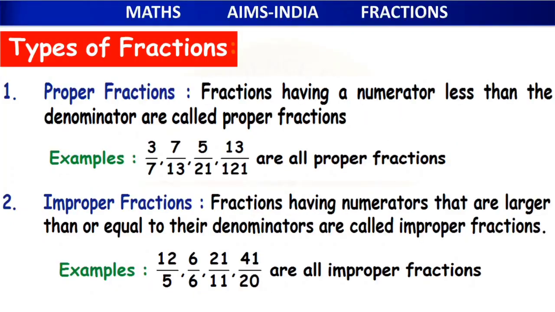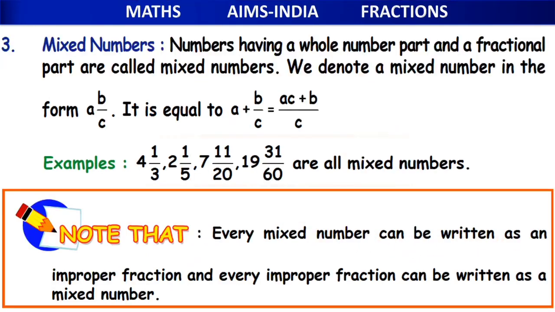Students, before ending today's class, let us revise all the types of fractions we have learned. The first one was proper fractions, wherein the numerator is less than the denominator. The next one was improper fractions, the reverse of proper fractions, where the numerators are larger than or equal to their denominators. These are called improper fractions.